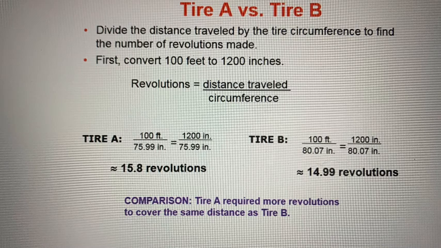Well, the question asked how many revolutions. We start out in feet and we need to go to inches. So 100 feet is 1,200 inches. And when we divide 1,200 by 75.99, tire A gets 15.8 revolutions, approximately. Tire B, same thing, and we get 14.99 revolutions. So tire A requires more revolutions.